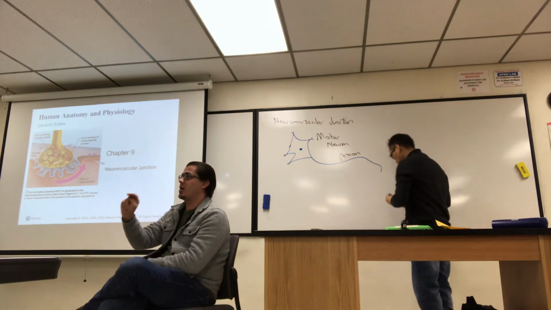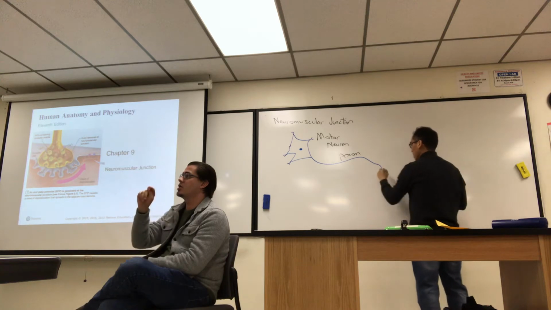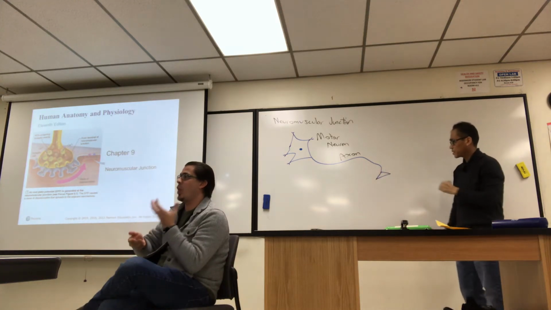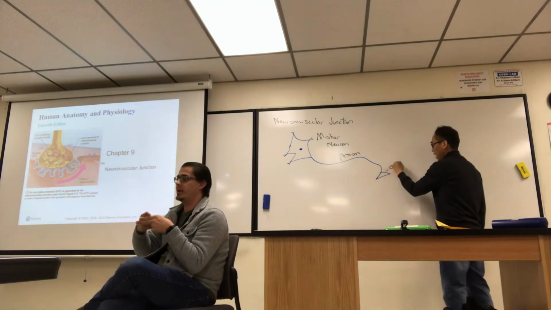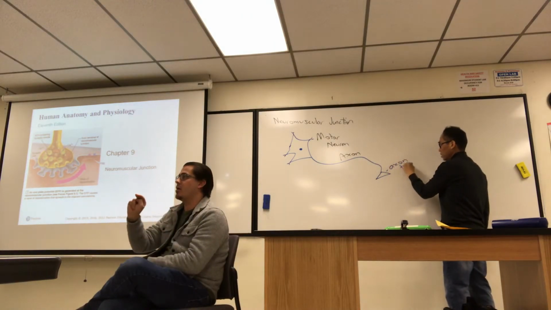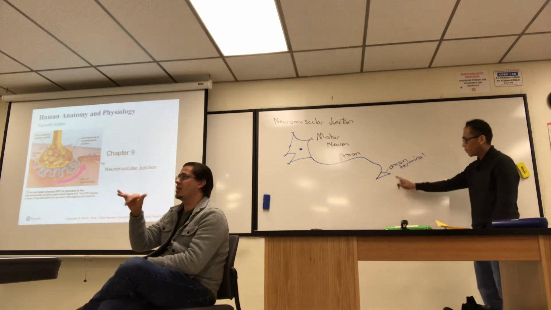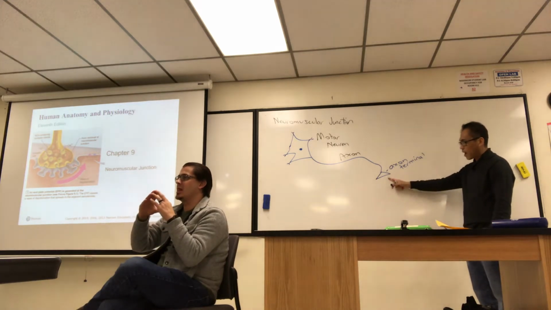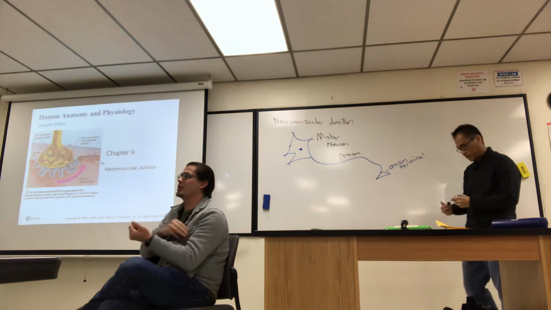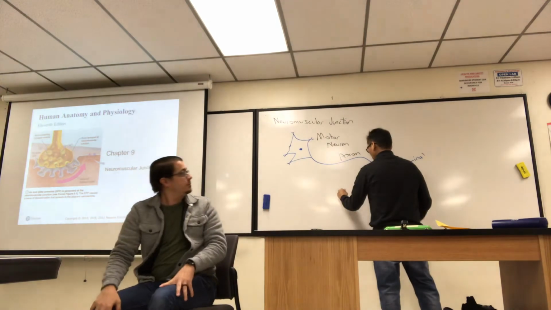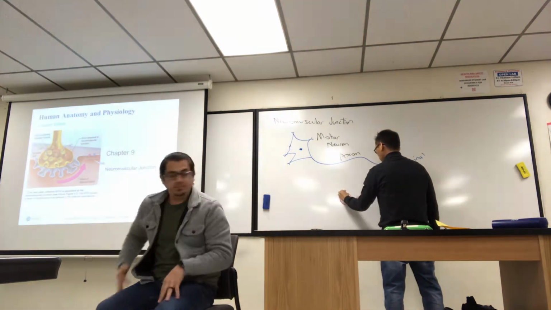and it has a terminal, this little bulb end. It's called the axon terminal. And this is the extension of the cell, the part of the cell that interacts with the muscle fiber at its surface. The muscle fiber, as we studied before the break, has a sarcolemma.